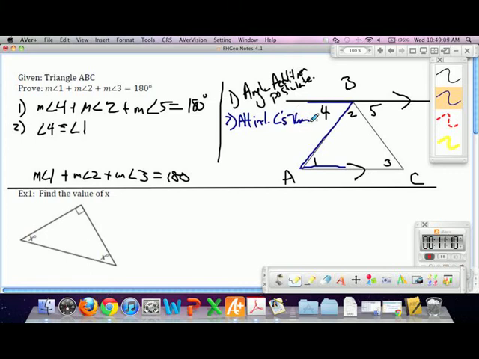What's something else that would be useful that we could then claim? 3 is equal to 5 because alternate interior. Those are the same thing. Same as above. Because 5 and 3 are also alternate interior angles. So 5 and 3 must be congruent because of the alternate interior angles theorem. Or if parallel lines, then alternate interior angles are congruent.